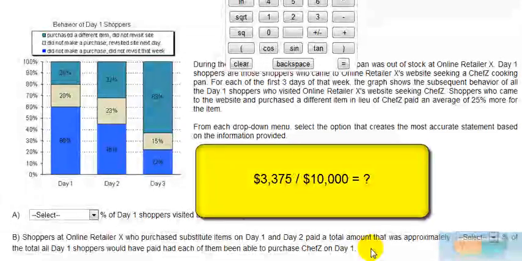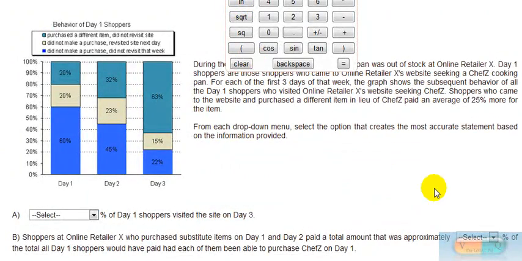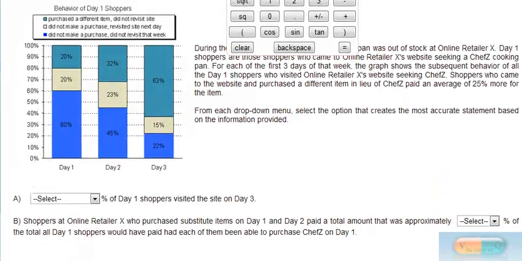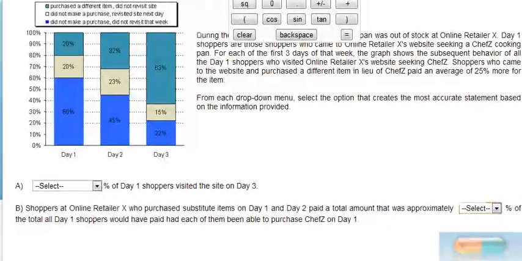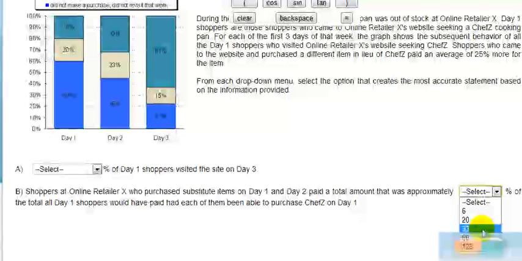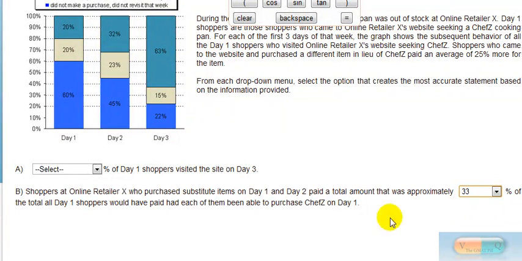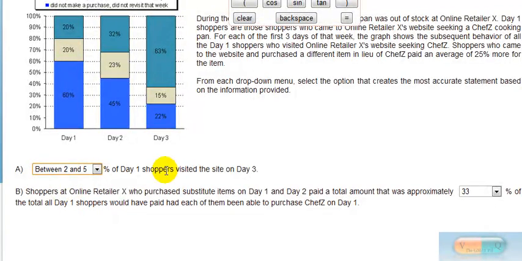So this represents, their question is asking you, okay, that 3,375, 3,000 around, is what percent of the total amount? The total amount was 10,000. So 3,000 out of 10,000, actually it was like 3,400, 3,300 of that 10,000. That's basically a third. So you look at your answer choices, and of these, 33 is right there. So 1/3, 33% is what you're looking for. So again, part A, we said it was between 2 and 5%. And for part B, we said it's 33%.